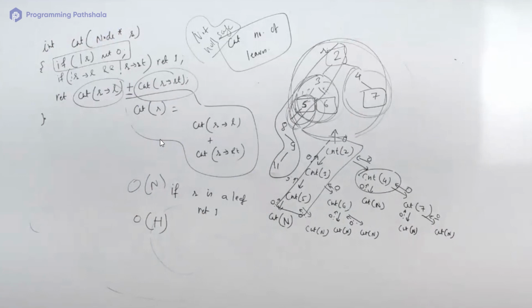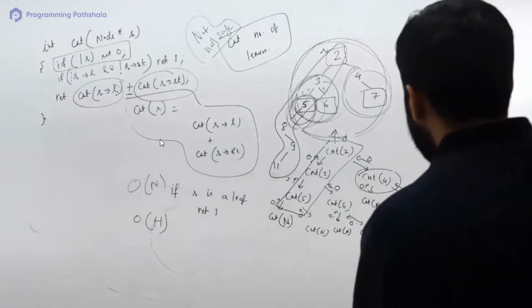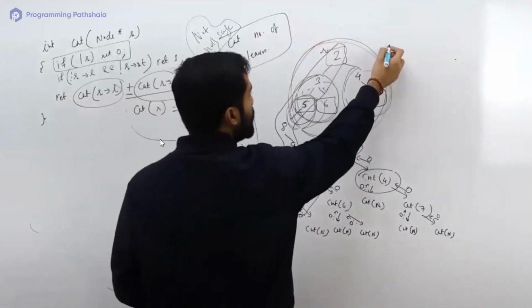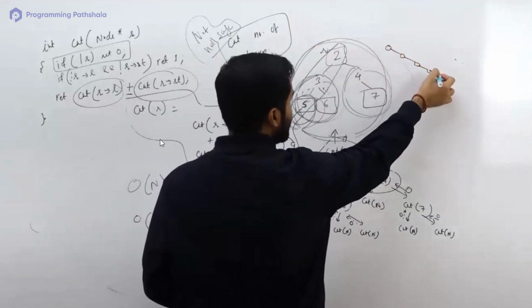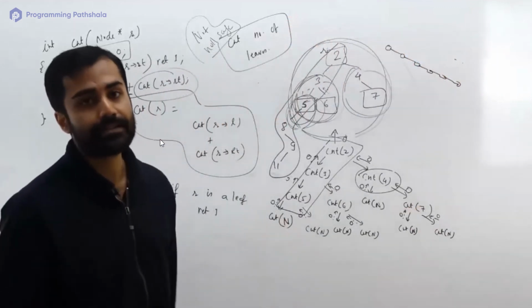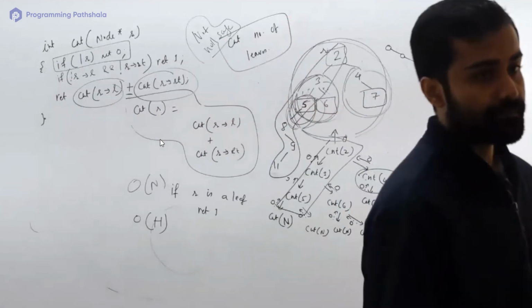What can be the maximum value of h? If there are n nodes in the tree, what can be the maximum value of h? I just told you it can be n if the tree is completely skewed. Imagine all the nodes lying like that. It will be a skewed tree. In that case, your extra space would also be order of n.